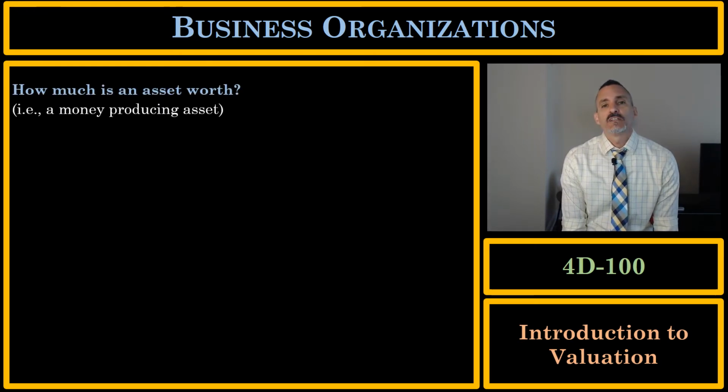So, how much is any asset worth? And we're talking about some sort of money-producing asset. We're not talking about a famous painting. How much will you pay for a famous painting? That depends on how much money you have and how much you want that painting and how much someone else wants that painting. When we're talking about a money-producing asset, it will have an intrinsic value. The value of any money-producing asset is based on how much money it will produce for you and what type of rate of return you want.